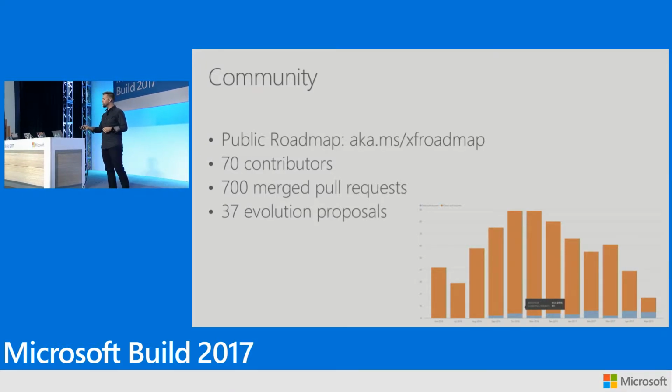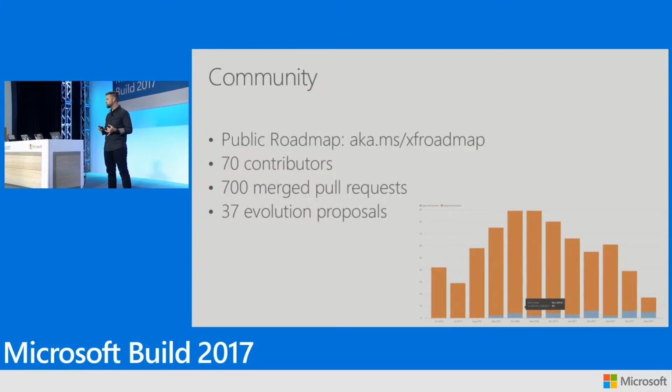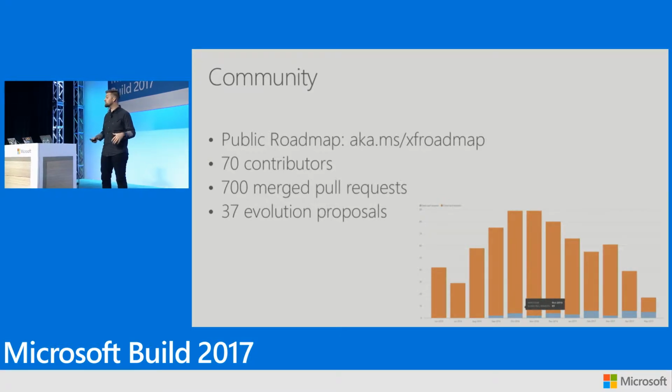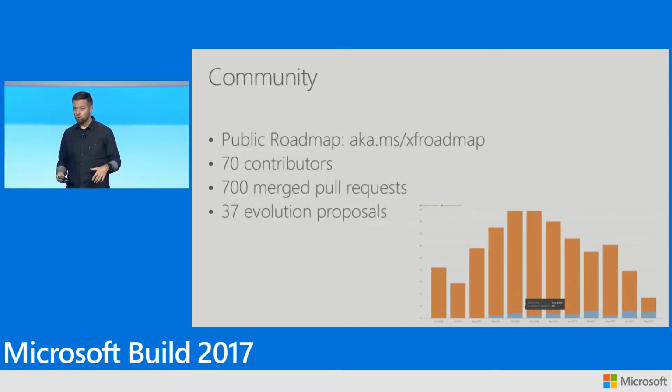I was on GitHub, so I was running some numbers. We've had 70 contributors, 700 merged pull requests, and 37 evolution proposals. So we've got some good traction, some good activity, but we want more. We want more of you.